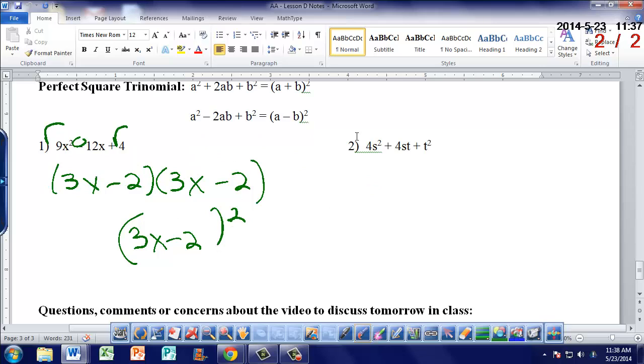Okay, this problem. These are perfect squares again. Now, not only are they perfect squares, but if I square root these, I get 2s, and here I get t. So your middle term is 2 times those square roots. So 2s times t times 2 is 4st. So this is 2s plus t squared.